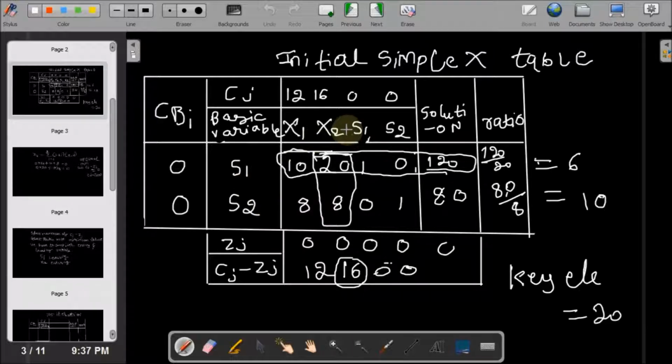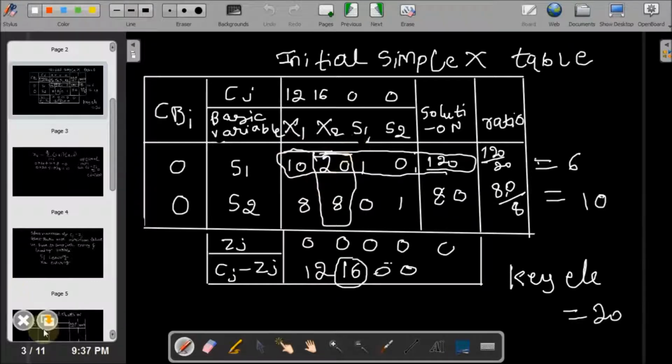Why do I have to include X2 in the basic variable column? Because you can see where I found the minimal key row, it is this one. That's why I have to remove the slack variable, because a slack variable is temporary. I have to remove S1 and include the X2 variable. So S1 will be removed and X2 will be included.